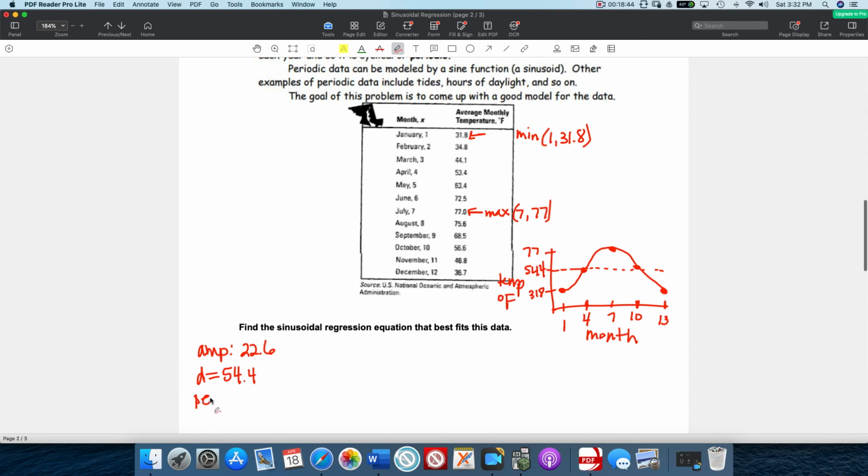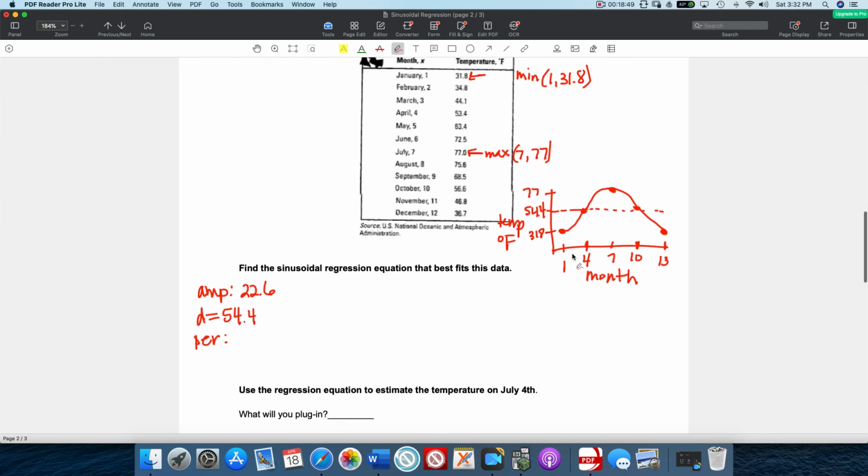Now we need to know the period, and the period will help me get the B. Well, I know my period starts at 1, ends at 13. Well, what's that distance? It's 12. Okay? That should make sense. 12 months is one period. That makes perfect sense. So to find B, I'm going to take 2 pi over B divided by 12 over 1, do my cross multiplying, and so B will be pi over 6.